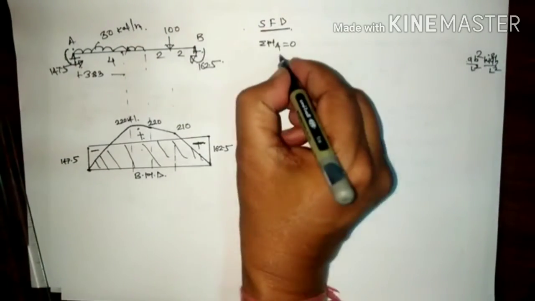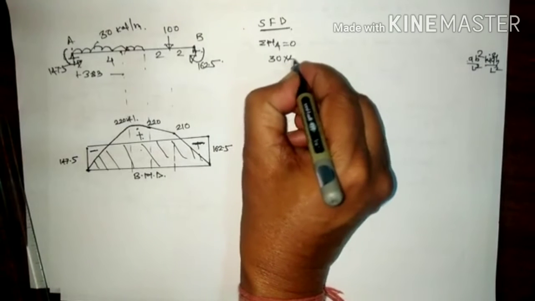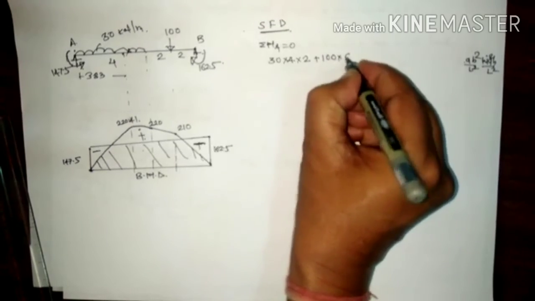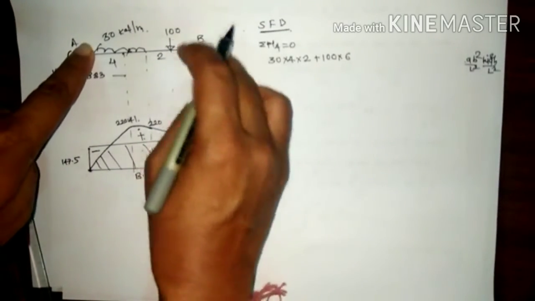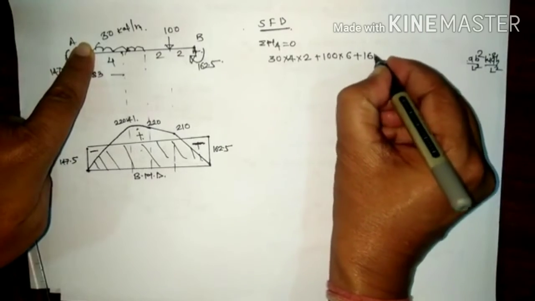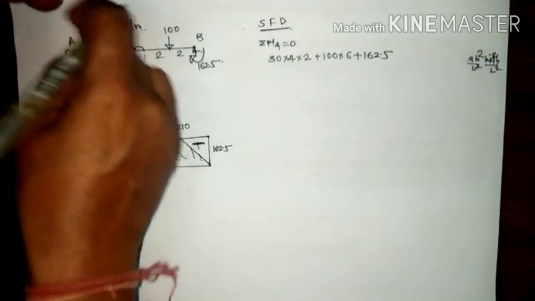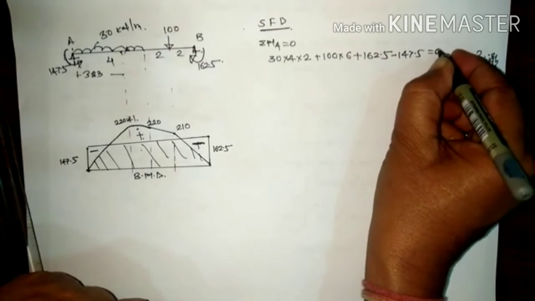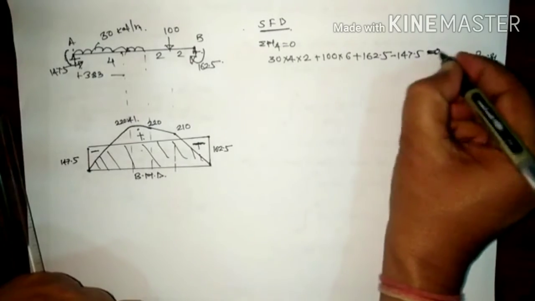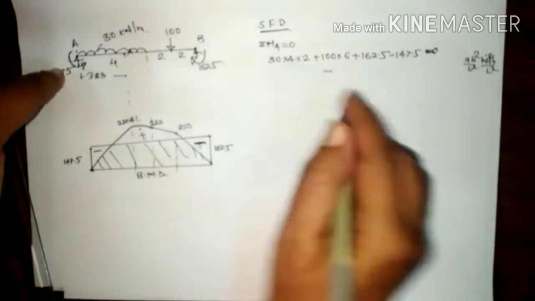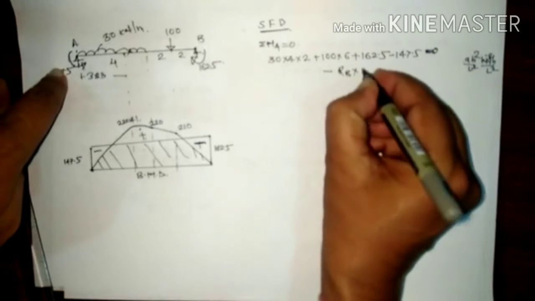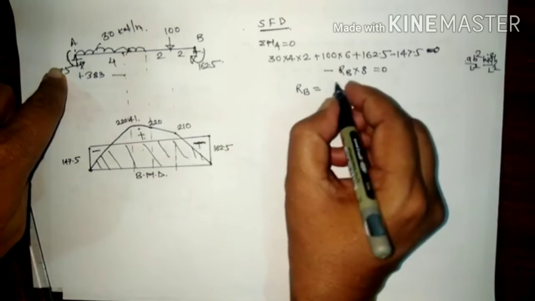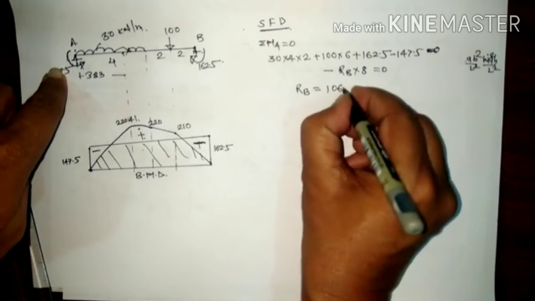This moment again is a plus. How much is 30 into 4 into 2 plus 100 into 6. Now this moment is clockwise, so plus 162.5, and this is anti-clockwise, so minus 147.5 is equal to 0. So here, and then again minus this RB into 8 is equal to 0. So this RB becomes here 106.87.